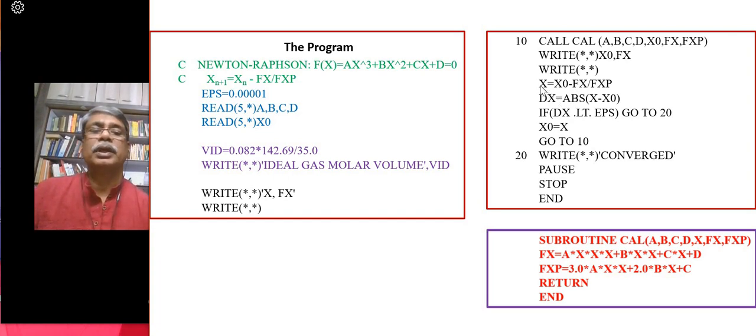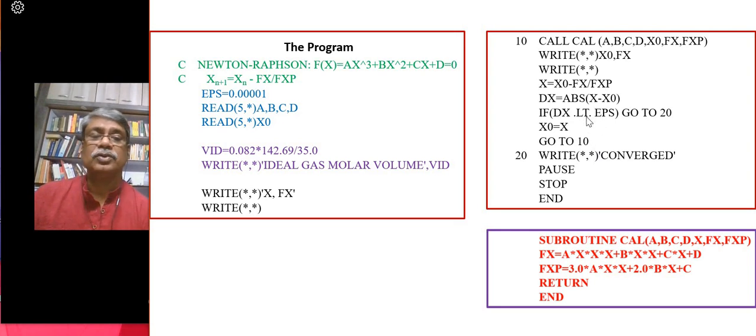Then it calculates the new x, which is x0, initially what it reads, minus the function divided by the derivative, so that gives you the new x. Then dx means the difference, and it takes the absolute value of the difference, x minus x0, and then it compares if this value is less than EPS. EPS means this small number epsilon. So then you go to 20, skipping this line, and it writes converged, pause, stop, end.